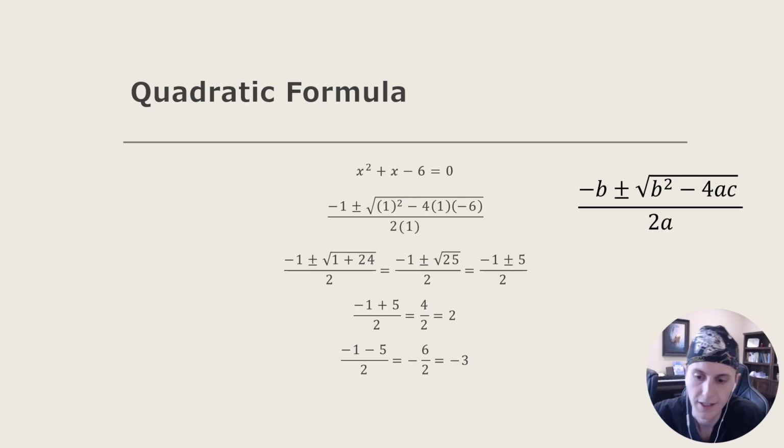5. And then doing plus or minus, hopefully you've seen plus or minus signs before. The plus or minus means that you're going to get two different answers. First you do it with plus, then you do it with minus. So here's your two answers. The first one gives you 4 over 2, which equals 2, and the next one gives you -6 over 2, which is -3.